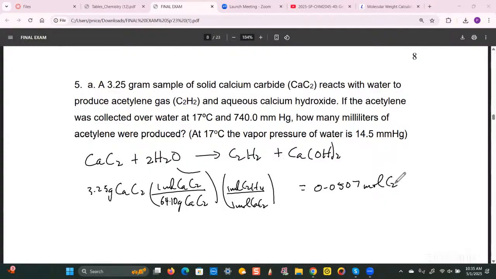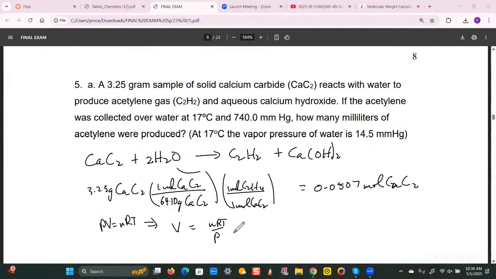Now, what the question is asking for is the volume of the acetylene, right? We have the moles here, and to calculate the volume, the formula that we're going to use is PV equals nRT. You have to rearrange this to get V, which is nRT over P. Now here's the thing.